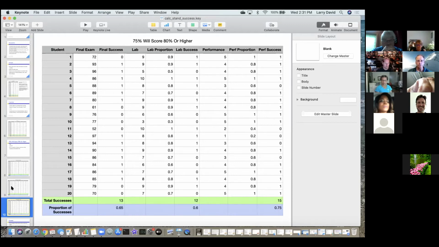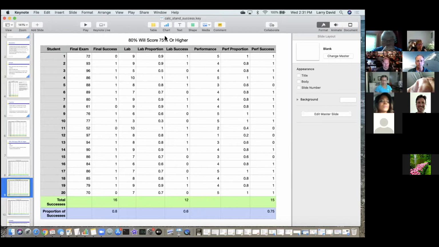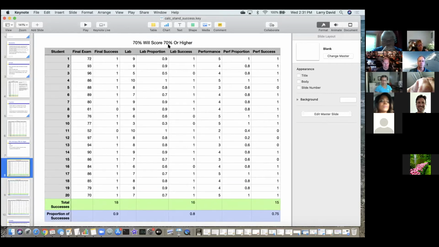If I go back to the previous one, 80% will get 75% or higher. It's still 15 out of 20. And then the original 70% and 70%, still 15 out of 20. So how did this happen?